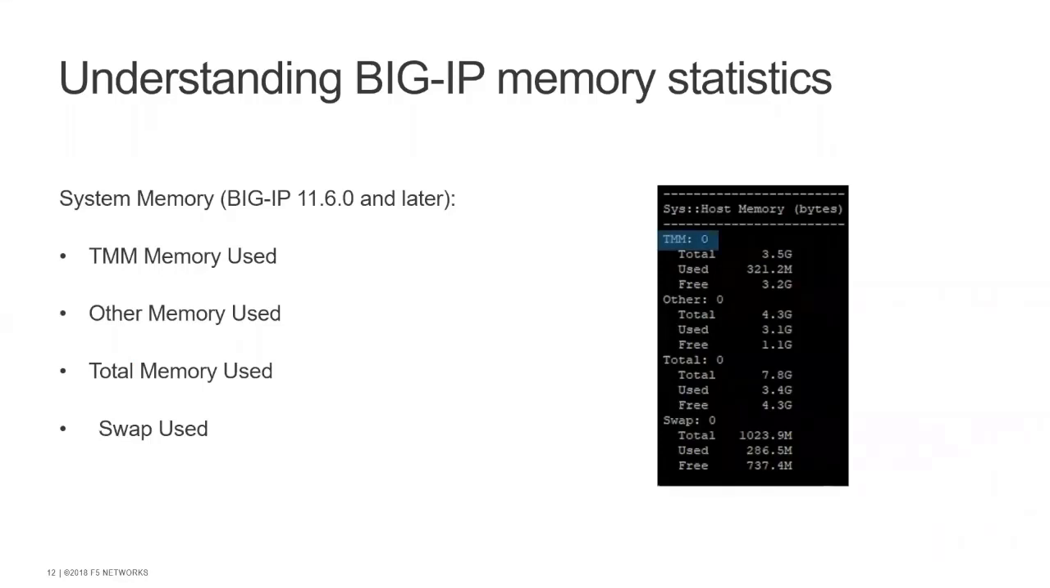So we have the system memory. The TMM memory use is the amount of memory in use by the TMM processes for traffic management. The other memory used is the amount of memory in use by Linux or non-TMM processes. The total memory use is the sum of the TMM and other memory. And to finish, the swap use is the amount of swap space used by all system processes.